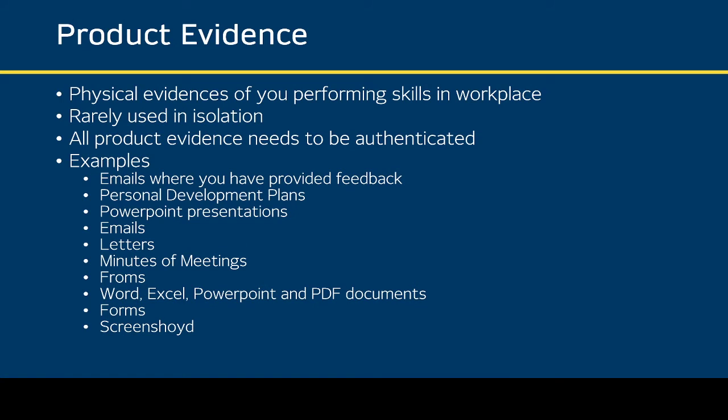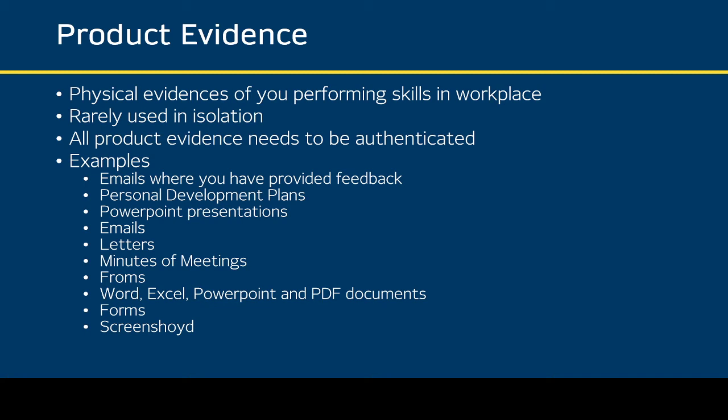Okay. The next type is product evidence. So product evidence is physical evidence of you being able to perform those skills in the workplace. Maybe use a wee example here. If you were doing a woodwork apprenticeship, product evidence would be like a bench that you've made, for example, or a bit of furniture that you've made.